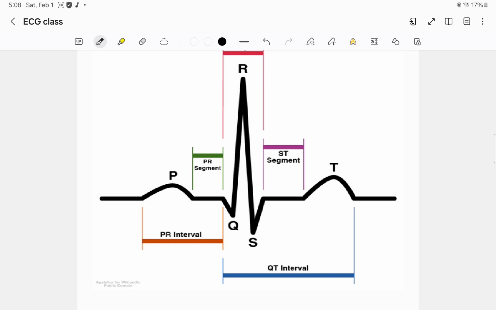The PR interval represents the complete time from the onset of the atrial impulse to the beginning of ventricular depolarization. The QRS complex represents ventricular depolarization, and then the T wave represents ventricular repolarization. And the ST segment is the isoelectric line between ventricular depolarization and ventricular repolarization.